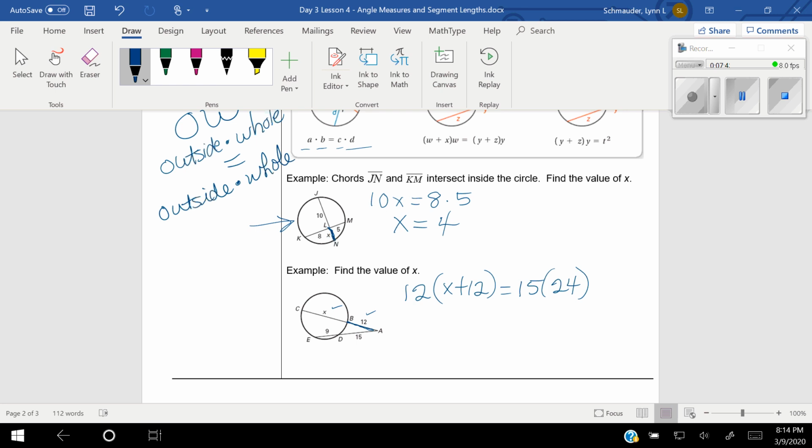Okay, now I'm not going to go ahead and distribute this 12. I'm going to divide both sides by 12. I think that'll make my job easier. 15 times 24 divided by 12. Ooh, yeah, I like that, because 12 goes into 12 one time, and it goes into 24 twice. So I got X plus 12 equals 30. Therefore, X is going to be 18. So that chord BC is 18 units long. Ow, ow. Outside times the whole equals outside times the whole.